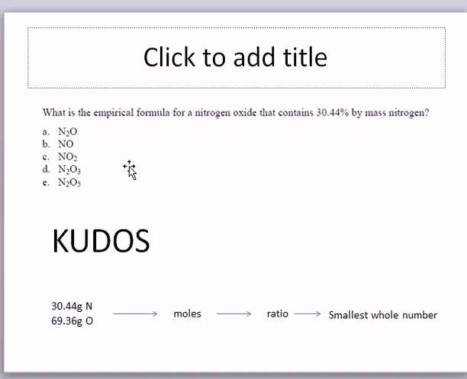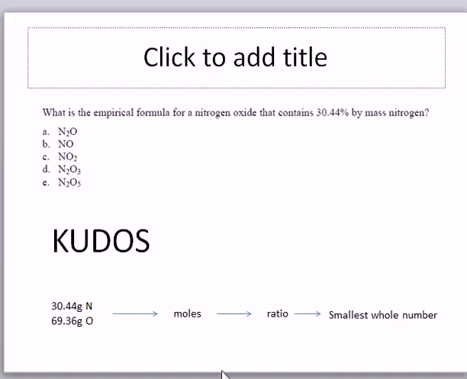And let's look at this last one since we've looked at a lot of carbons and hydrogens. Here's one: what's the empirical formula for a nitrogen oxide that contains 30.44% mass of nitrogen? In this case, if you assume 100 grams, you have 30.44 grams of nitrogen and 69.36 grams of oxygen, and here's your roadmap. Convert this to moles, then find your ratio, and then find the smallest whole number if you get some fractions in the ratio. That's how you solve for the empirical formula.